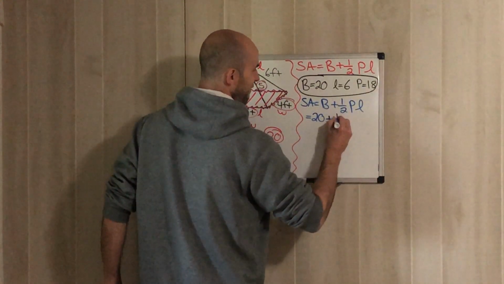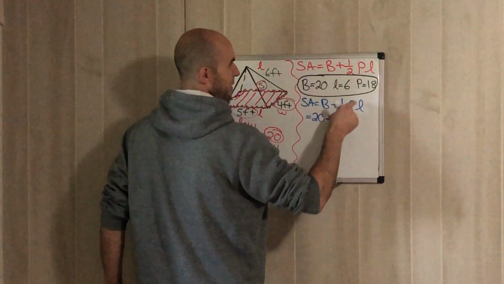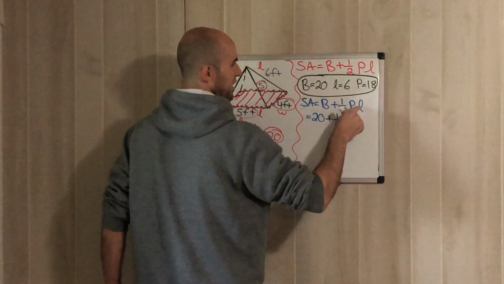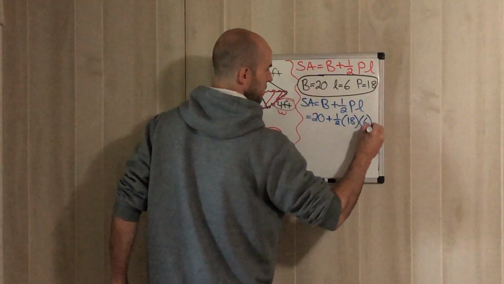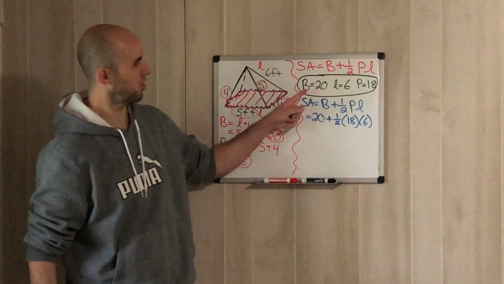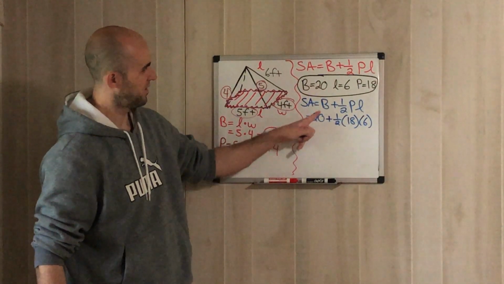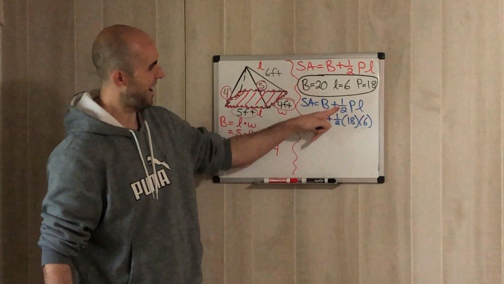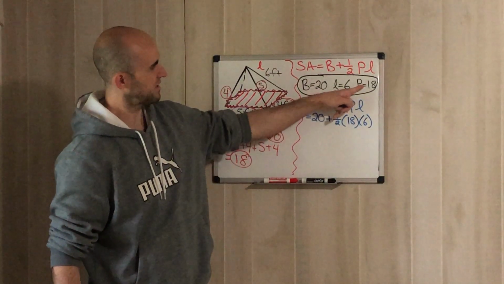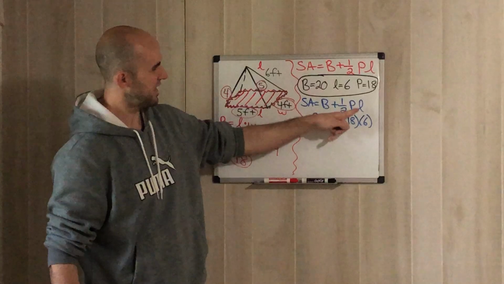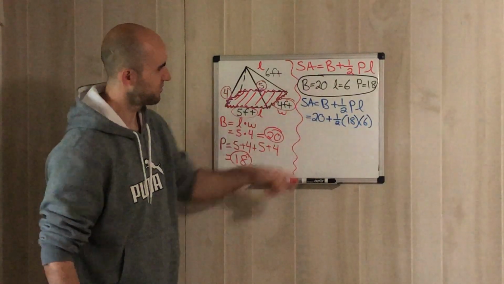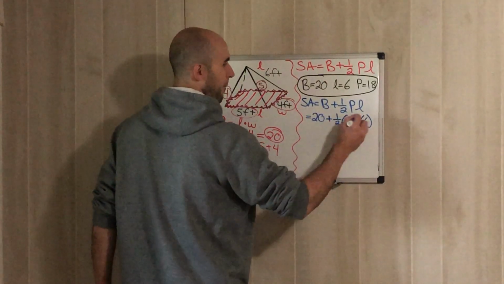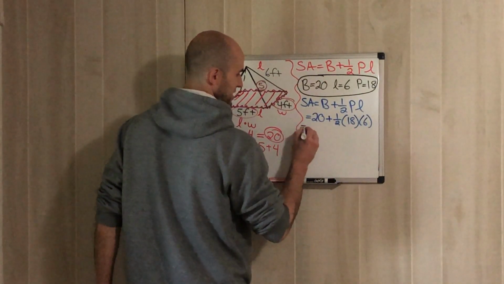Plus, bring down the half. We know that the perimeter is 18. We know that the length is 6. And again, all I did, I just took all of these terms and substituted them. Base was 20 plus a half. Perimeter was 18. And the length was 6. And again, once you get it to this, it's multiplying before you add, right? Let's take care of those parentheses over there.